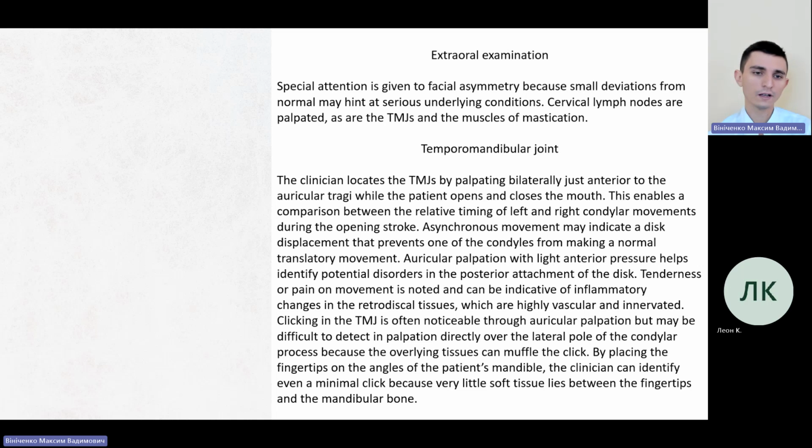Temporomandibular joint. The clinician locates the TMJs by palpating bilaterally just anterior to the auricular tragus while the patient opens and closes the mouth. This enables a comparison between the relative timing of left and right condylar movements during the opening stroke.